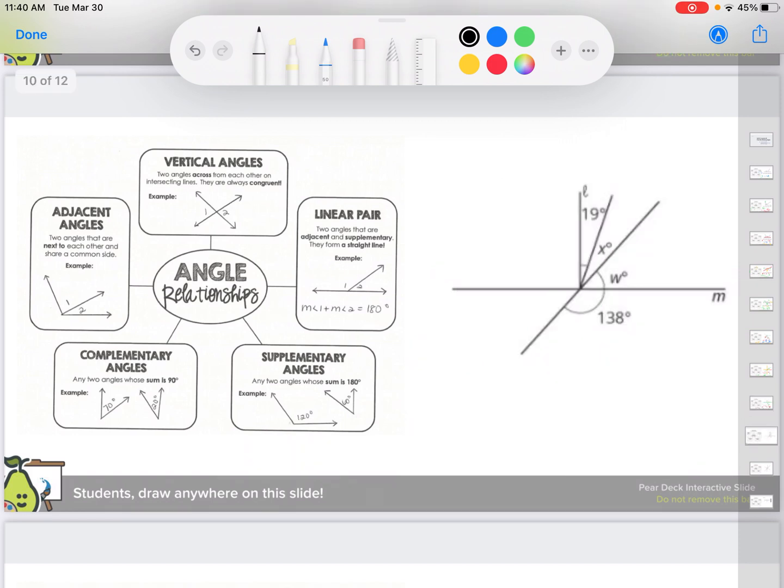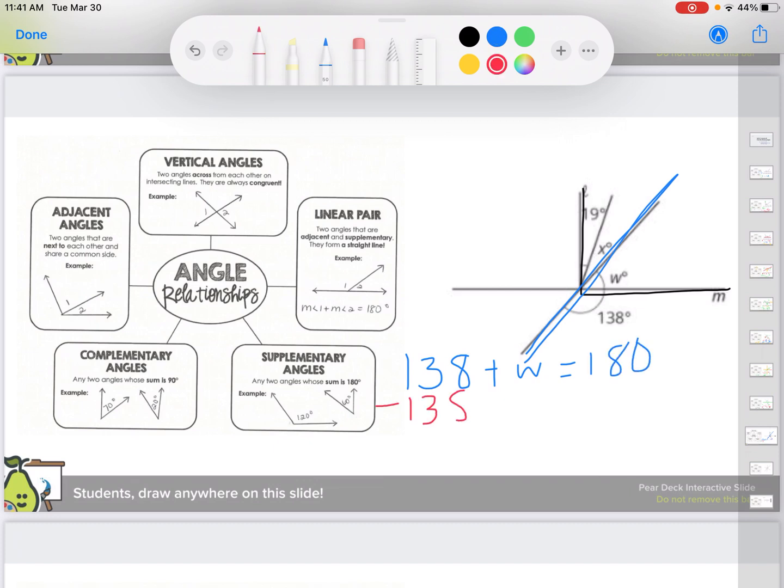All right, for the next one, I can see that I have a couple of different relationships. I know that this is a right angle, and then I also know that this creates a linear pair. So to figure out w, I'm going to say 138 plus w equals 180. Then I'm going to subtract 138 on each side, and I figure out that w is 42.